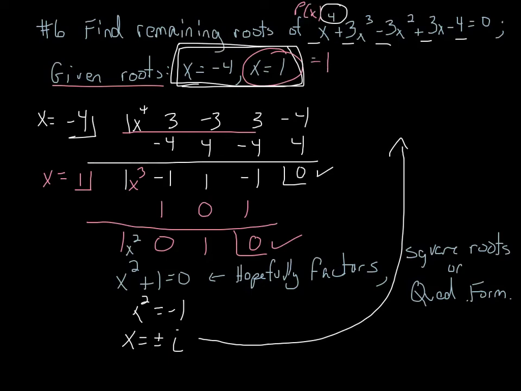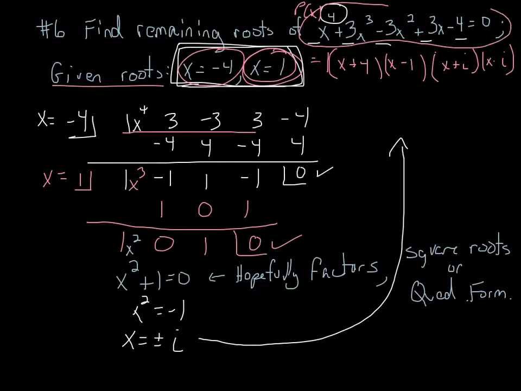Now, this is really important. If x equals negative 4 is a root, then that means x plus 4 must have been a factor. If x equals 1 is a root, then it means x minus 1 must have been a factor. And then also, x plus i and x minus i are factors. That's how this function looks in factored form.